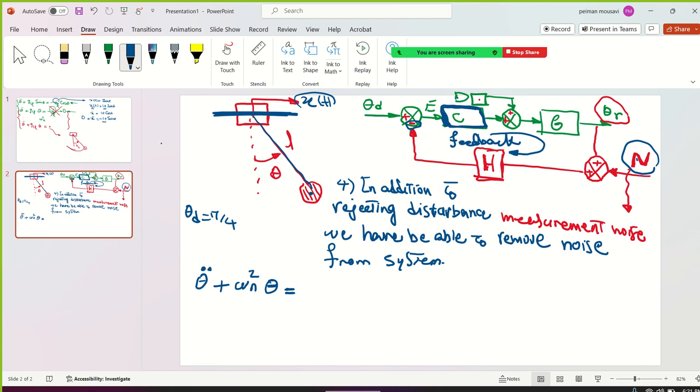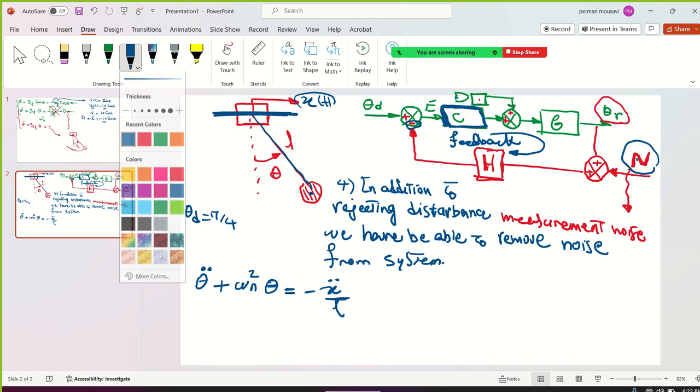Okay, and this is minus x double dot. Now we're in the linear domain. Forget about the nonlinear. Okay, guys, you know what? I want to be crazy for a second.